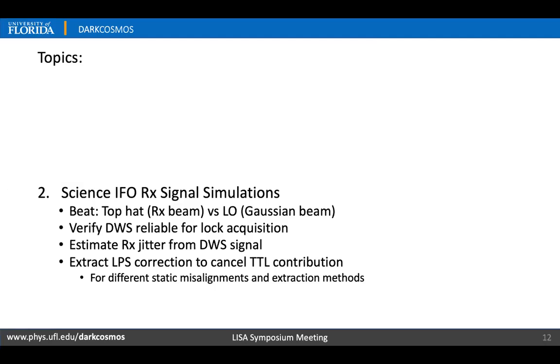The first goal of this is to test DWS reliability over the range necessary during lock acquisition. The second goal is to test RX beam tilt angle recovery capabilities using our DWS signals. And the third goal is to test tilt-to-length coupling removal from length signals in two different LPS formulations.